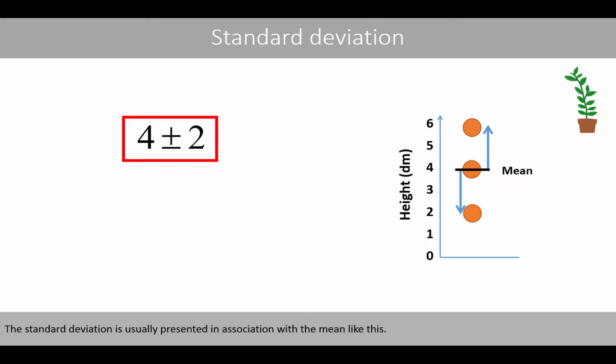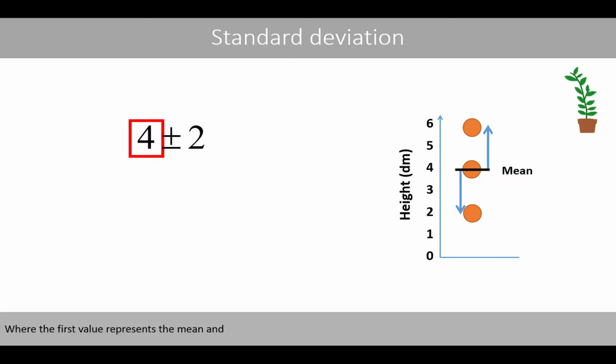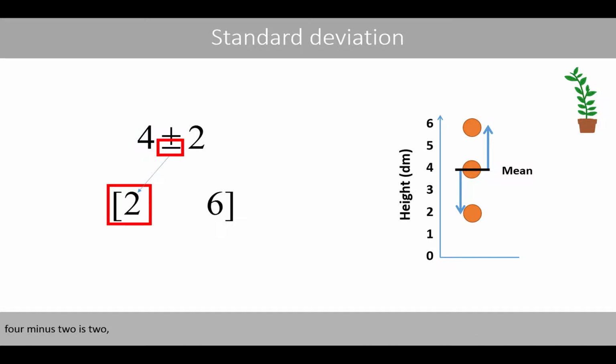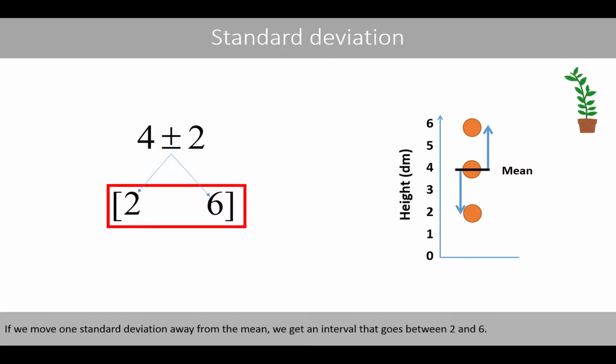The standard deviation is usually presented in association with the mean like this, where the first value represents the mean and the second value the standard deviation. This notation actually represents an interval between 2 and 6 because 4 minus 2 is 2 and 4 plus 2 is 6. If we move one standard deviation away from the mean, we get an interval that goes between 2 and 6.